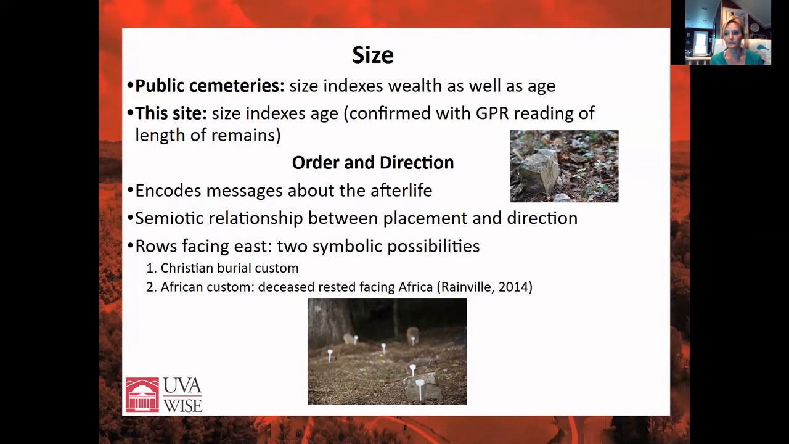Moving on to size. This is a second way that material culture can function as a cultural text. So in public cemeteries, large towering gravestones, as I mentioned before, usually signify wealth. In this site, the tallest is no greater than 15 inches, while the smallest and the one most visibly carved in a pyramid shape is no higher than 4 inches. And you're going to see that in another video. The size of each stone indexes age, which was an assumption confirmed by a GPR reading of the ground that detailed the length of the remains. And I'm going to talk about that in just a minute as well.